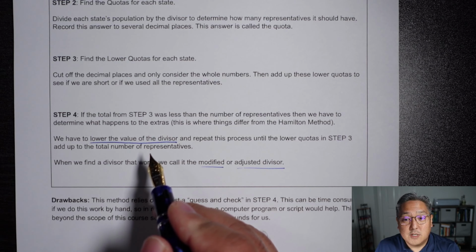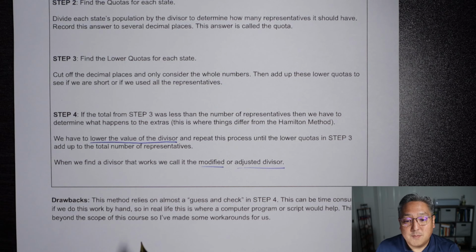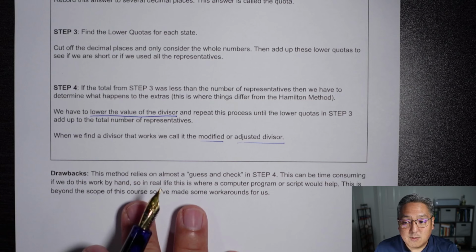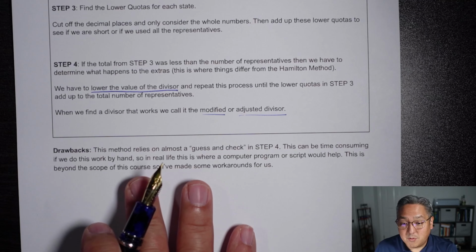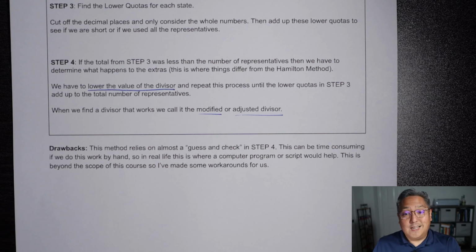And this is where this method is kind of inefficient. I do want to mention that the drawback here is that what we're really doing is a very guess and check process. We're saying, okay, I'm going to guess that my modified divisor is going to be something lower than my standard divisor, my starting divisor that I had from the Hamilton method. And I'm going to hope that everything works out, but I have to go through and do all these calculations to make sure.